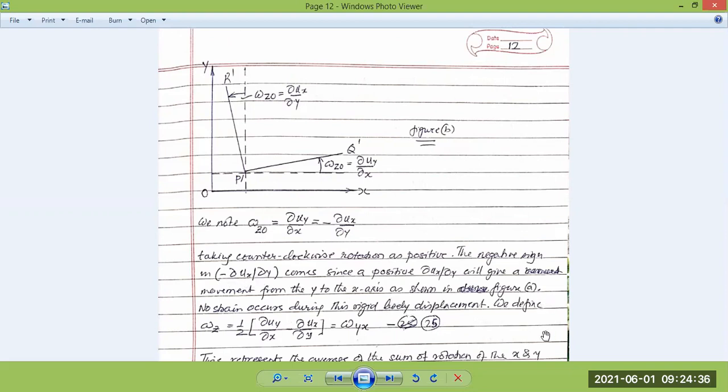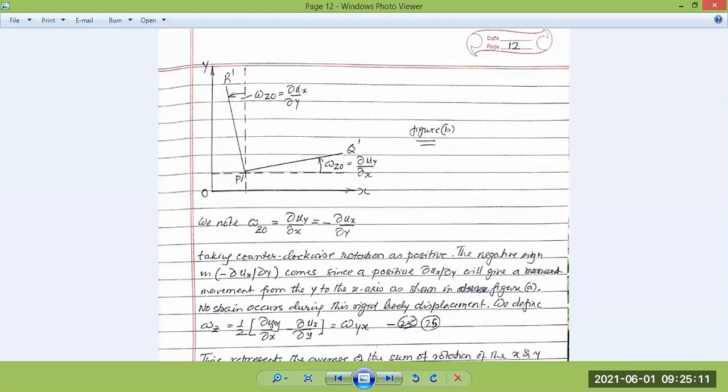Now there is no strain during this rigid body displacement. So we can define omega z as the average of this displacement, omega 0 here and omega 0 here. So half of dy by dz is minus dux by dy. But this term is defined as negative because it is supposed to be positive here, but it is supposed to be here if we think it is rotated from here to here in the clockwise direction and here to here in the anti-clockwise direction.